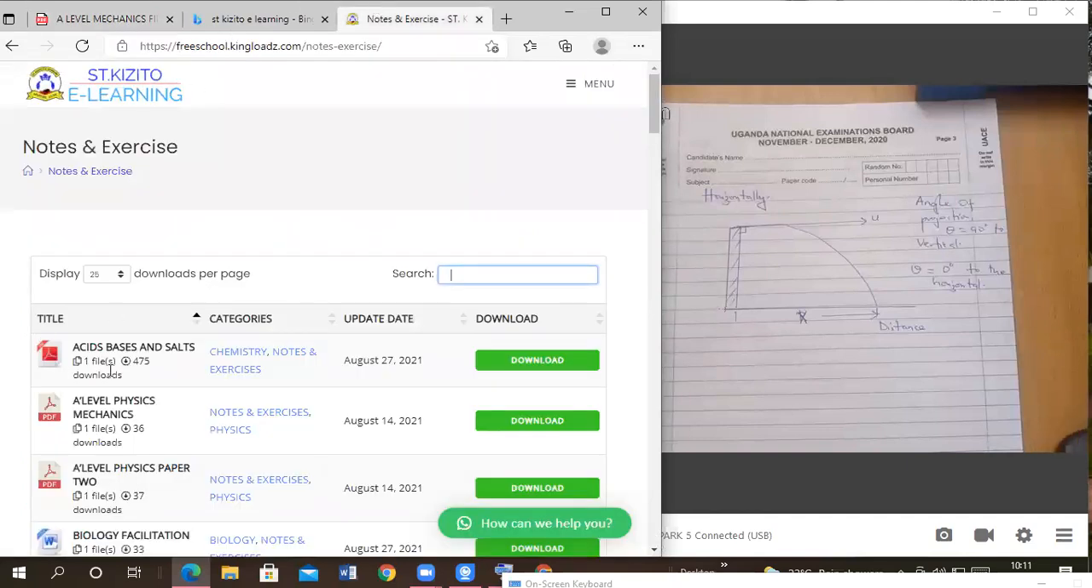Have you seen that? Yes. So go and download the book. It's not very big. This book contains all the topics in paper 1. All the topics in paper 1, okay?